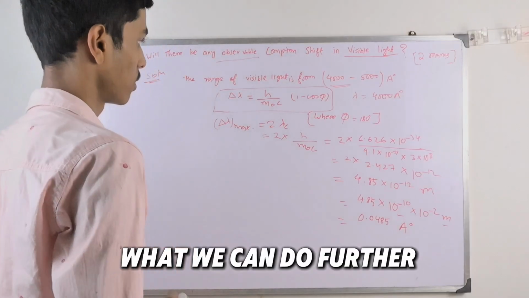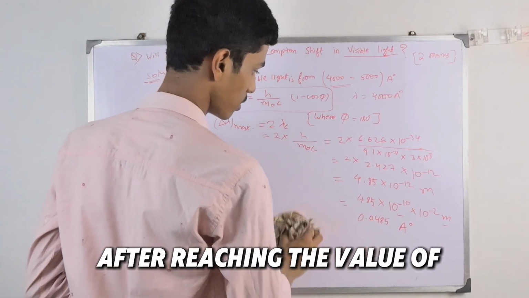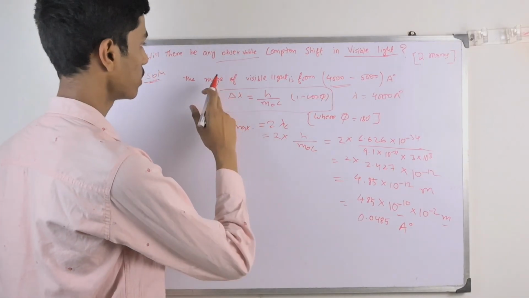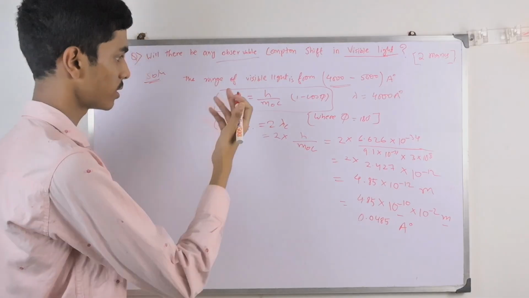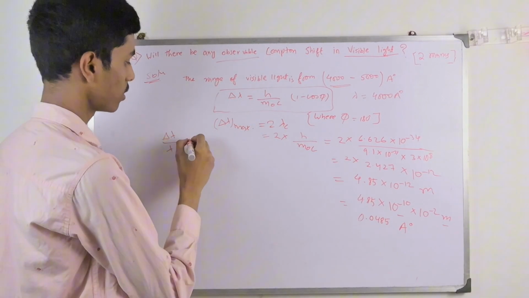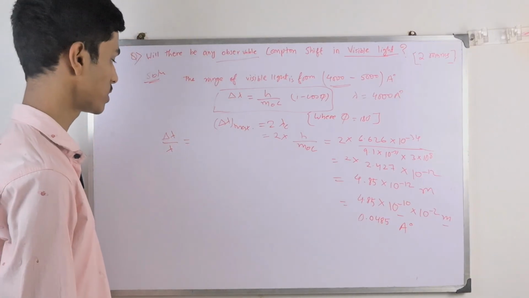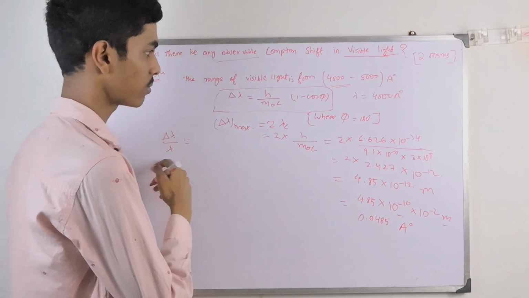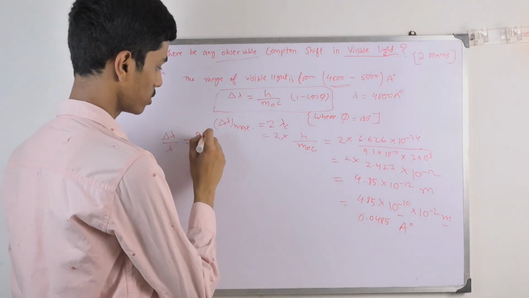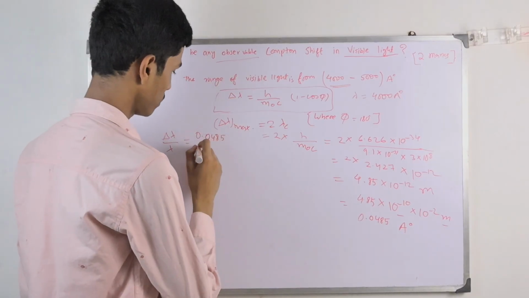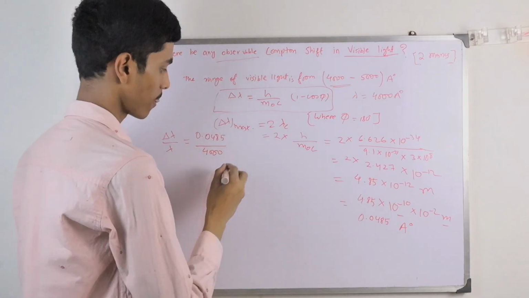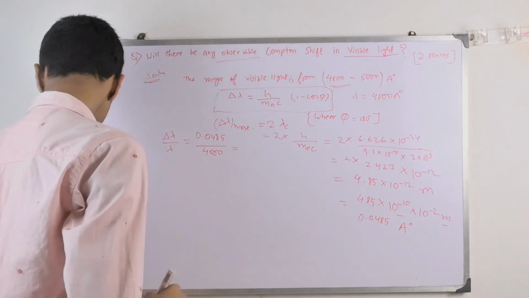What can we do further? After reaching the value of del lambda at maximum, we check whether it is observable or not. We can find del lambda by lambda, which represents the percentage change in lambda. Del lambda maximum we got 0.0485, divided by lambda, which is given in the question as 4000.